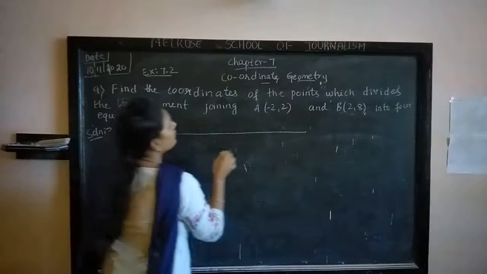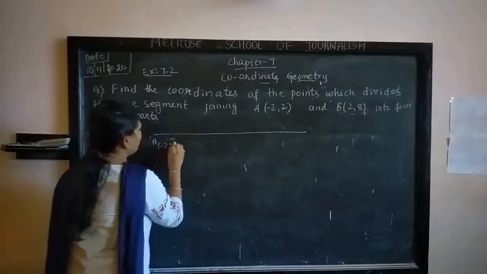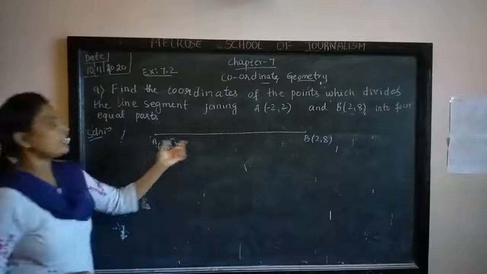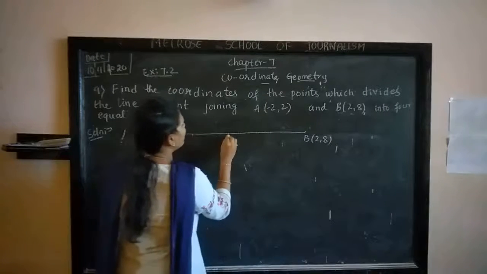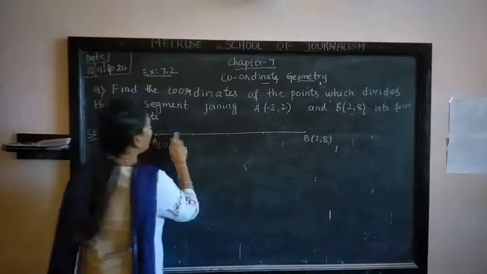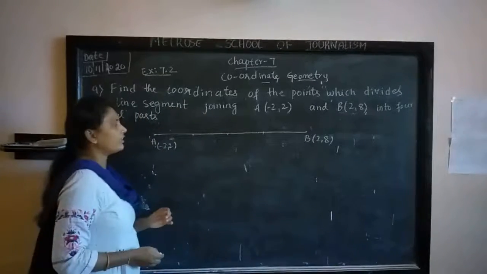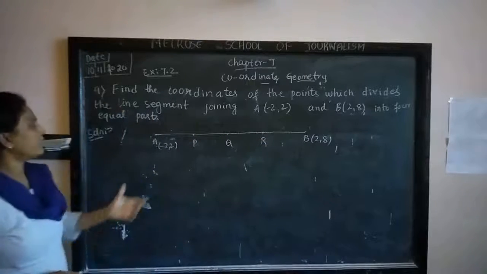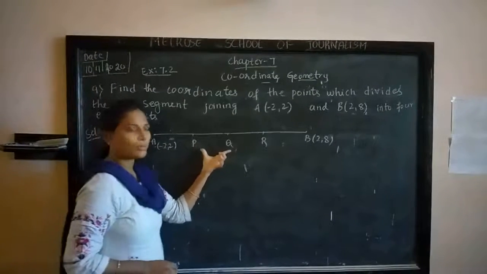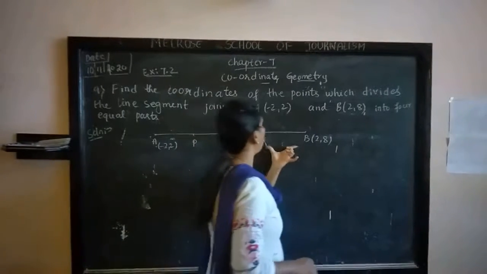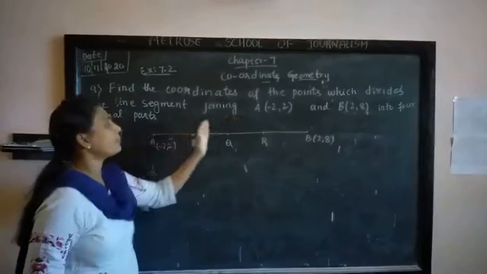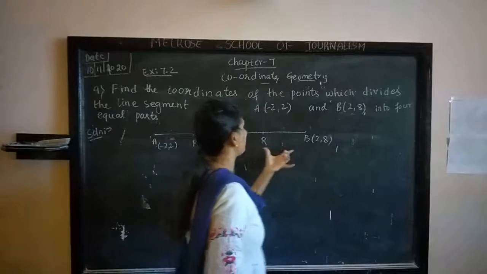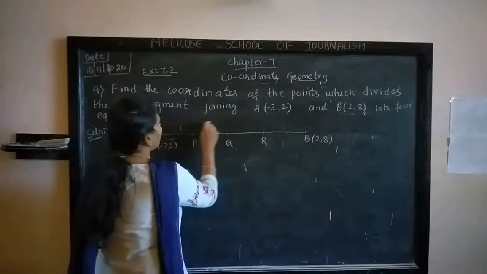Here point A is minus 2, comma 2. And B point is what? 2, comma 8. See, this line is divided into 4 equal parts. 1 part, 2 part, 3 part, 4 equal parts we have done. You name them P, Q and R. AP is 1 part, PQ is 1 more part, QR is 1 more part and RB is 1 more part. All these parts are equal. AP is equal to PQ is equal to QR is equal to RB. Means 1, 1, 1, 1.